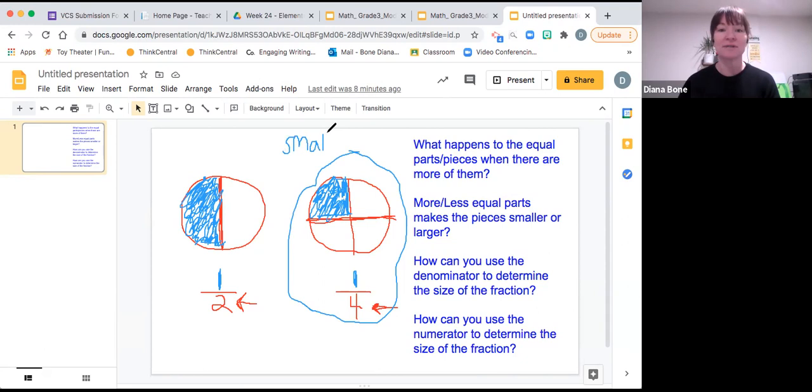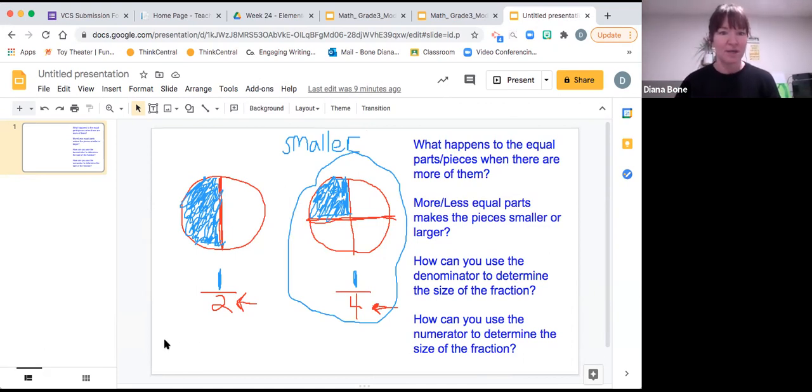And boys and girls, something that is so important, a big, huge idea that you want to remember when you are understanding where a fraction goes on a number line, you want to remember that the more pieces there are, the smaller the pieces are going to be.